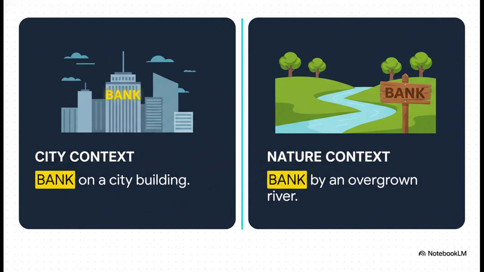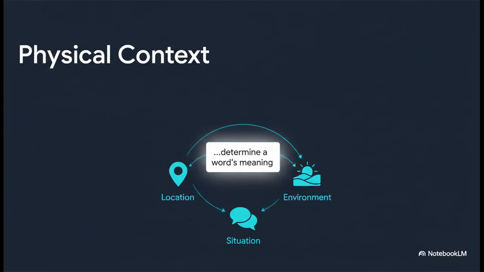On the left, you see bank on a city building, and instantly you think of money. On the right, that exact same word on a wooden sign by a river immediately makes you think of nature. The word itself didn't change one bit, only its environment did. This is our second huge clue, physical context. It's all the non-word information your brain is soaking up from the location, the environment, and the whole situation. Your eyes don't just see the word, they see where that word is living.